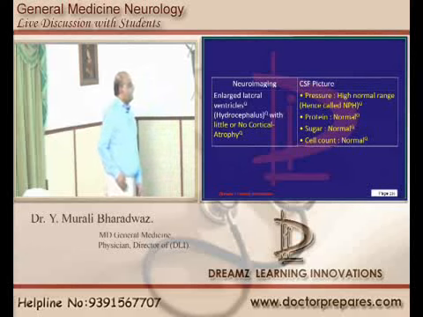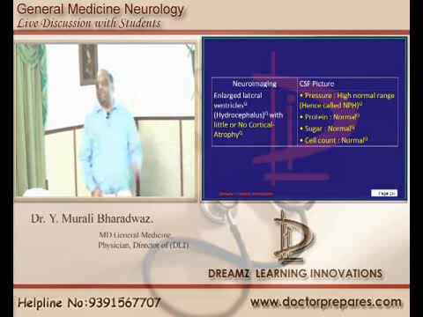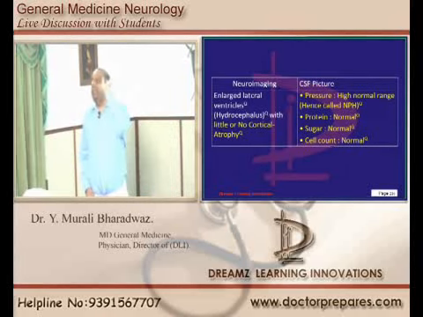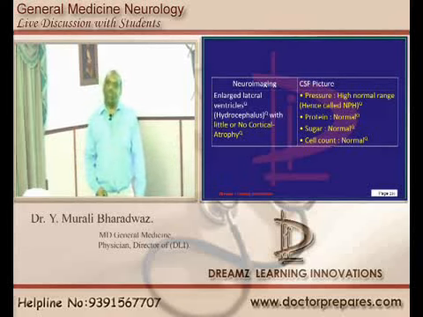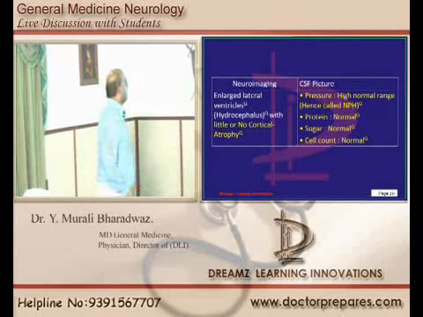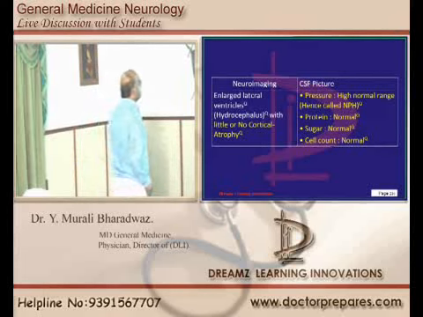Now if you take the CSF, the opening pressure of the CSF is high, but the protein, sugar, cell count, all the three will be normal. If they are abnormal, it is not normal pressure hydrocephalus, it is then what? A meningitis leading to hydrocephalus is what you will conclude. Then what are the clinical triad of features, doctor? Ataxia, urinary incontinence, dementia.